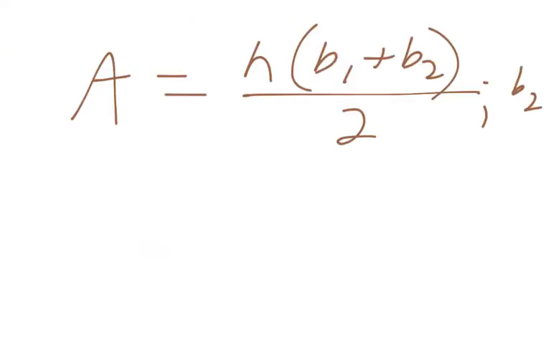Okay, so for our last one, we have an area formula. And just so you're aware, it's the area of a trapezoid. Okay? And here we go. Its area equals the height times the quantity, base 1 plus base 2, and that's all divided by 2.